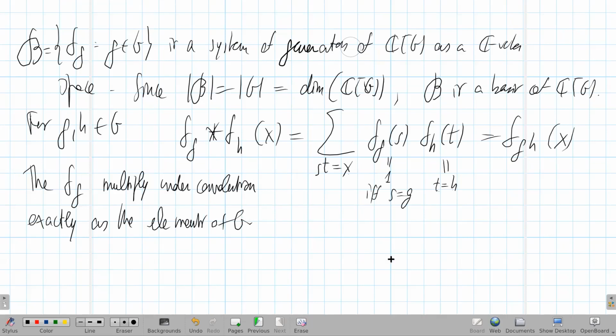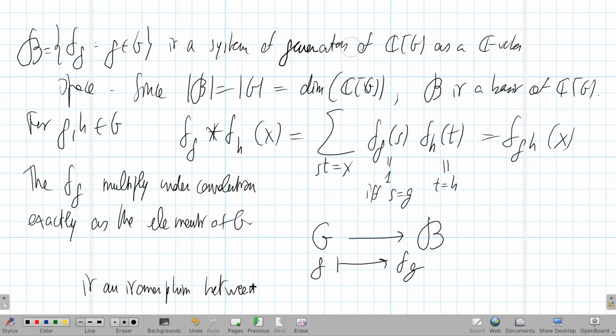In a sense, you may say that the map from G to B, which sends G to delta G, is an isomorphism between G, the group, with its product, which normally goes unnamed, and B with a convolution product. Because the convolution product of delta G and delta H is exactly delta GH. So this means this is an isomorphism.